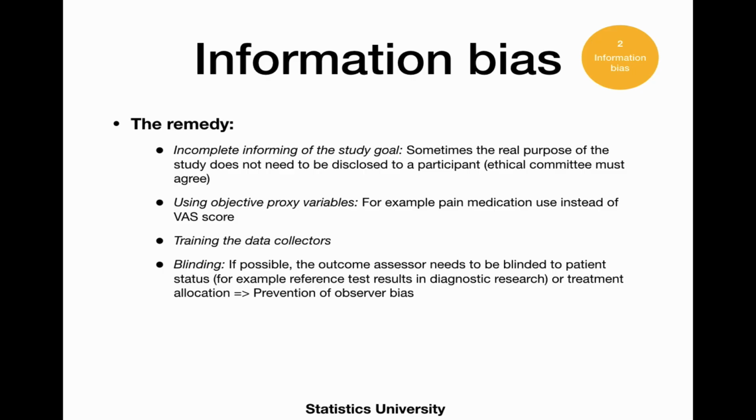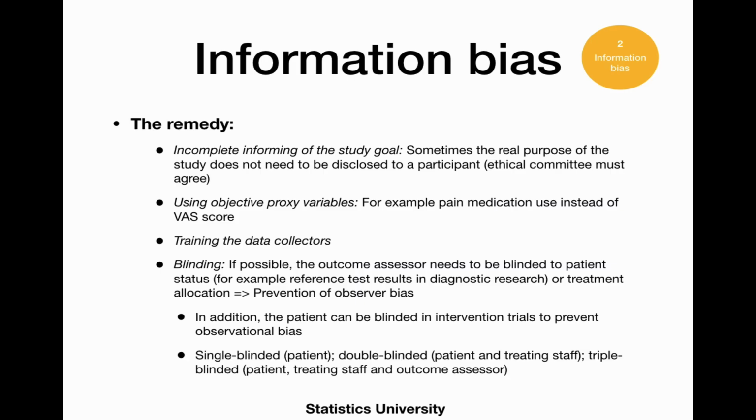And one of the strongest techniques is blinding. So if this is possible, at least the outcome assessor needs to be blinded to patient status. So for example, an observer evaluating a diagnostic test shouldn't be aware of the reference test results. And the same goes for treatment allocation in a randomized controlled trial. And blinding prevents observer bias. In addition, the patient can also be blinded in intervention trials to prevent observational bias.